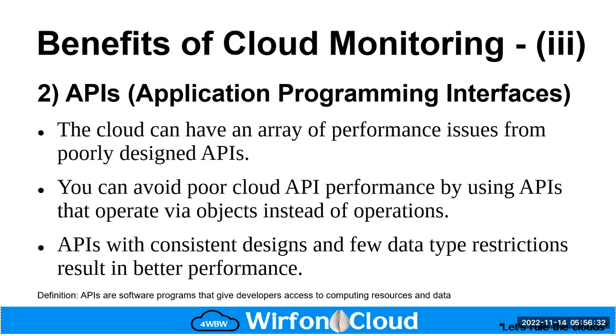Since the difference is... now we're asking, so this is like a use case scenario. There are APIs in this case that operate on operations, and some that will operate on objects, right? So the advice is you can always pick APIs that operate on objects, and by using those, you can avoid poor cloud API performance, by using APIs that operate through objects instead of operations.